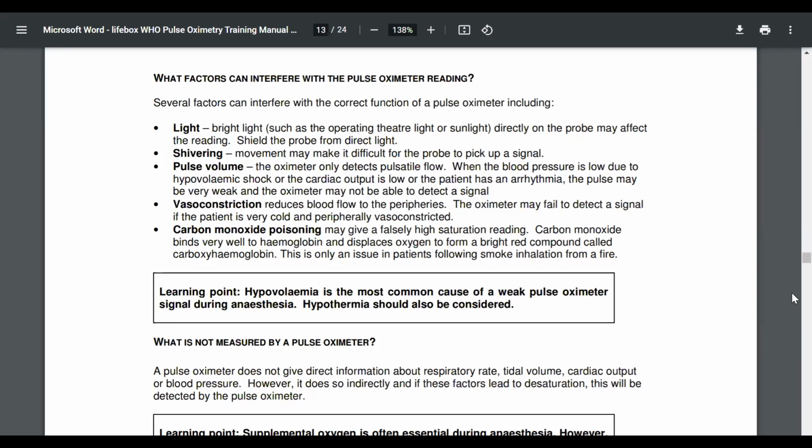And as Jean-Paul has given an example of carbon monoxide, you can have a false high saturation reading. So just keep that in mind, especially in the patient who had a burn. Keep that in mind.